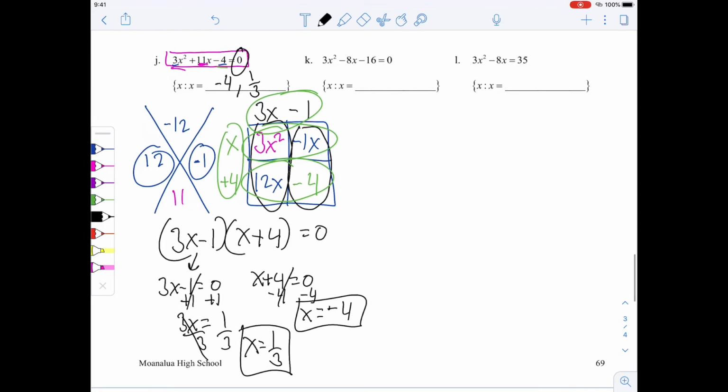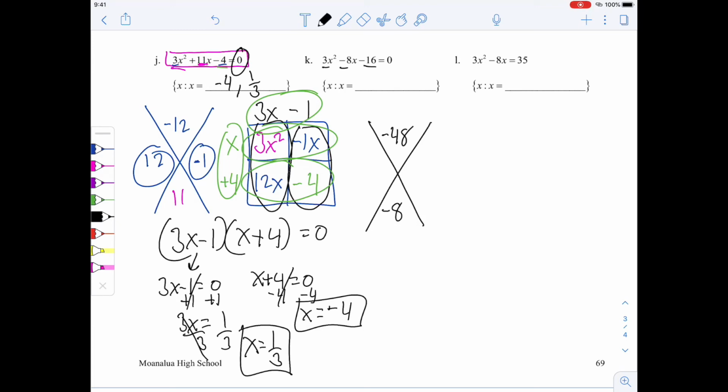So you do it the same way, okay, same thing. You just set it up. So you do 3 times negative 16. What is that? Negative 48. Right, so 6 times 3, 18. So negative 48. Then your B goes in the middle, which is negative 8. You need two factors of negative 48 that add to negative 8.